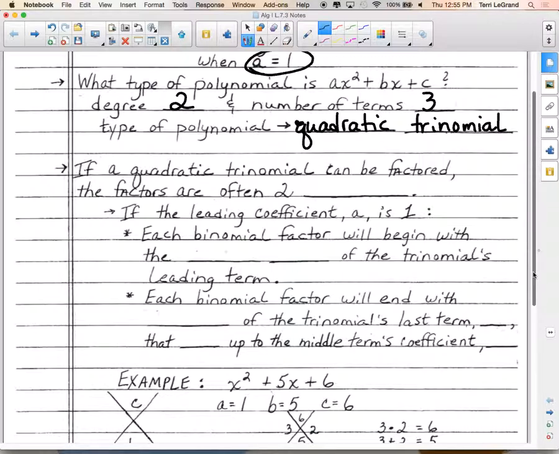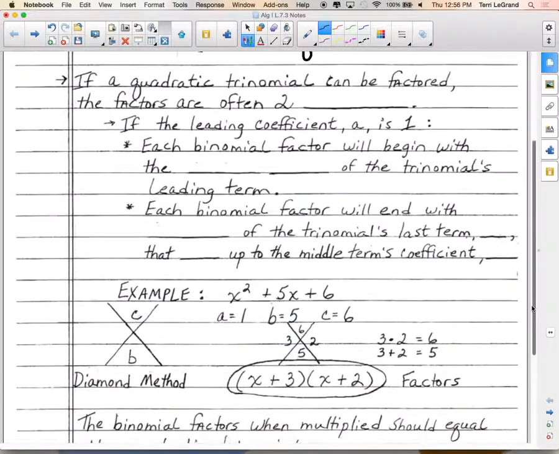What other role could we give that a value? What else could we call it? It's a 2-word description of the number in front of the leading term. The leading coefficient. So when the leading coefficient of a quadratic trinomial is 1, we can follow a pretty easy process.